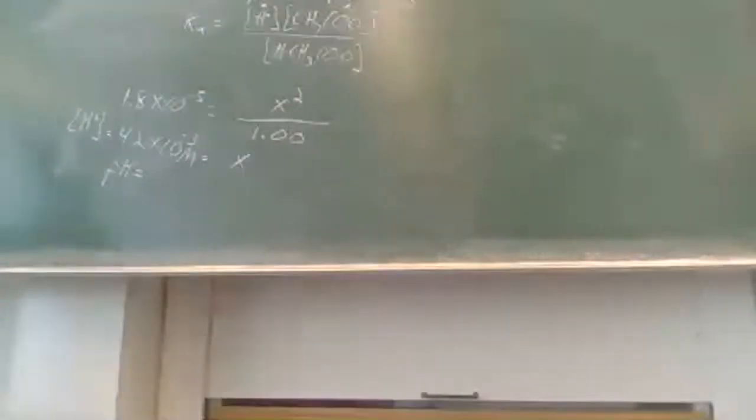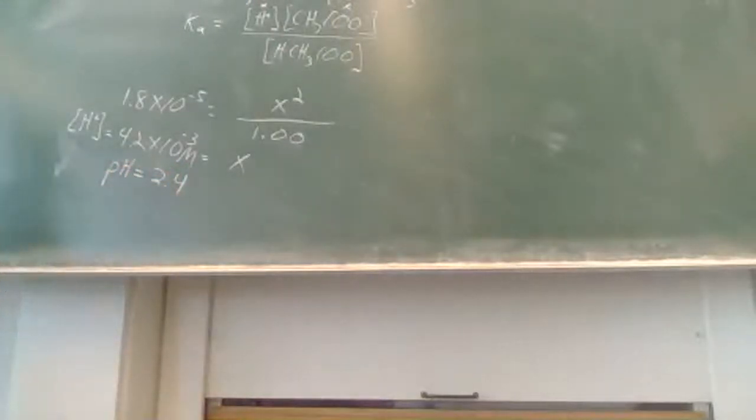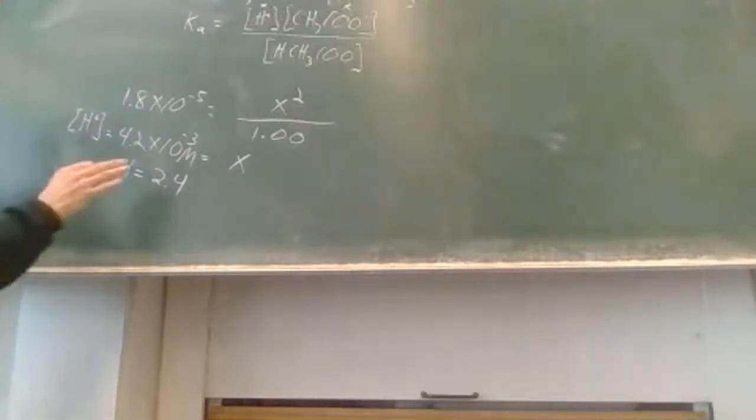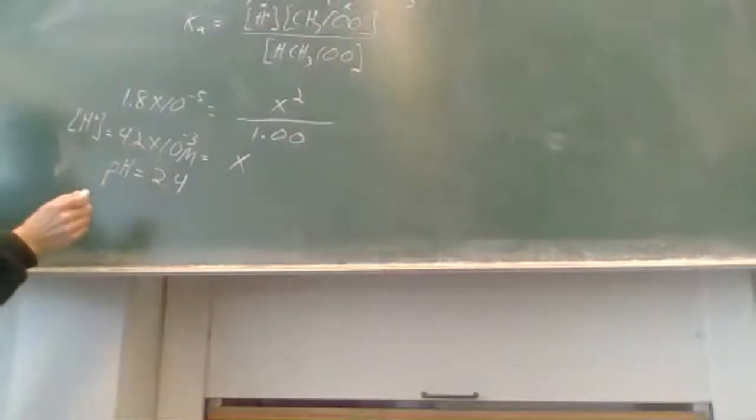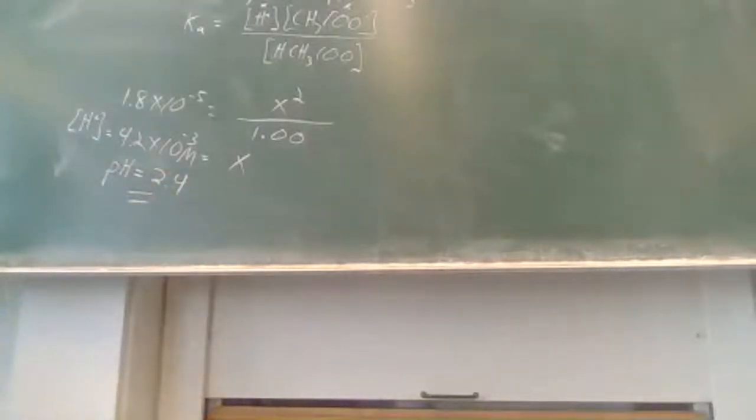Ellie? 2.4 rounded. Others get the same. Thank you both. Good. So it's not 3 because the front number is greater than 1. So 2.4. So it's a weak base, not super weak, but a weak base. And we're ready to actually start titrating.